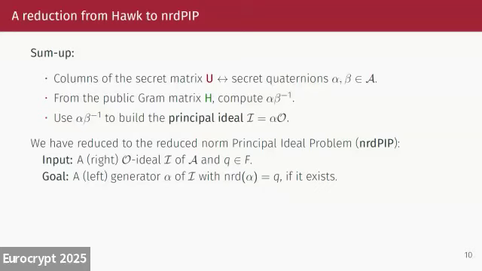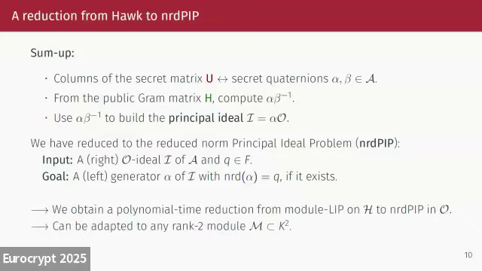So now we have reduced to the following problem, which we call the reduced norm principal ideal problem. Given as input a quaternionic ideal I and some element Q in F, the problem is to recover, if there exists one, a generator of I with reduced norm equal to Q. Okay, so this way we obtain a polynomial time reduction from the module Hawk lattice H to this problem in O. And more generally, it can be adapted to any rank 2 module in K2.